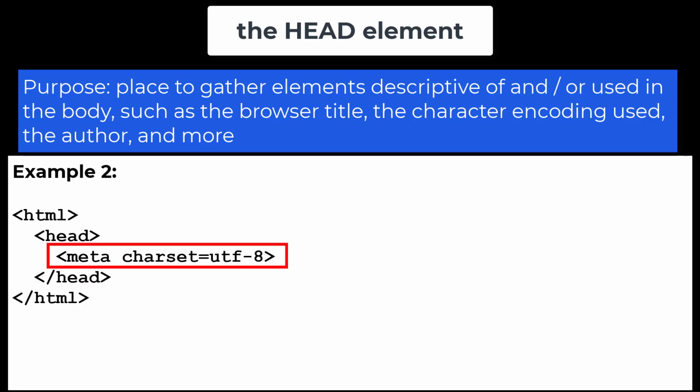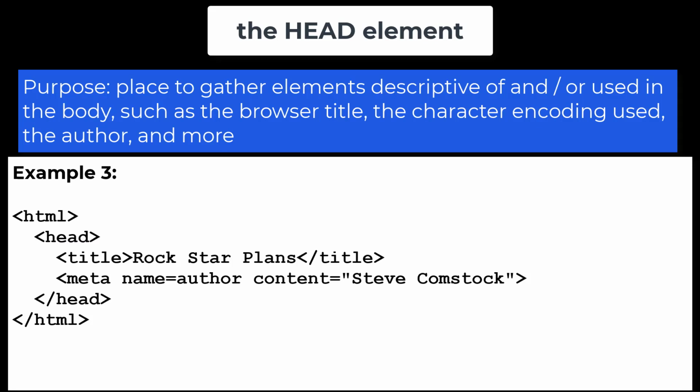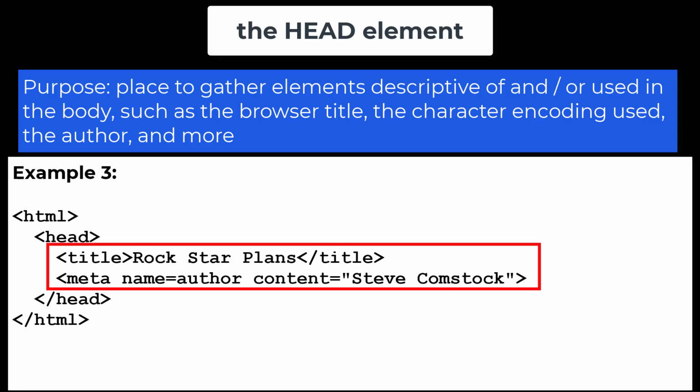Here we see a sample meta element telling the browser that the character set for this web page is Unicode. More on this in the optional session for this lesson. And in example 3, we show a title element and a meta element. See how the head element content is a set of sub-elements. Again, more details are in the supplemental session for this lesson.